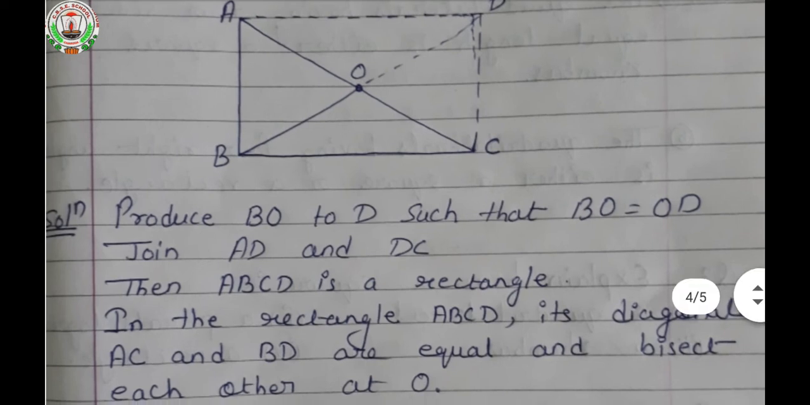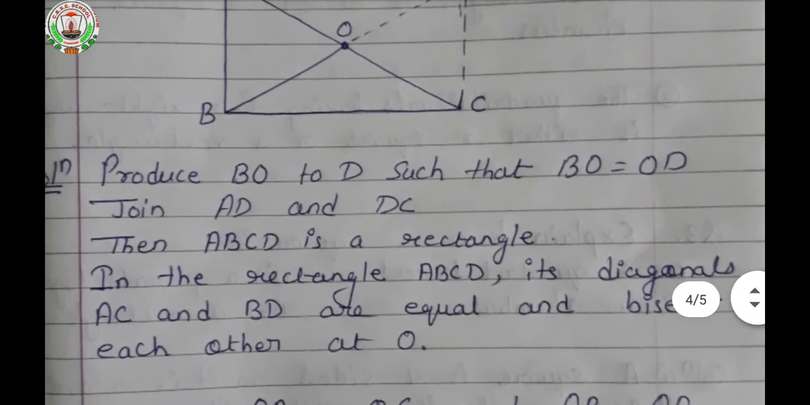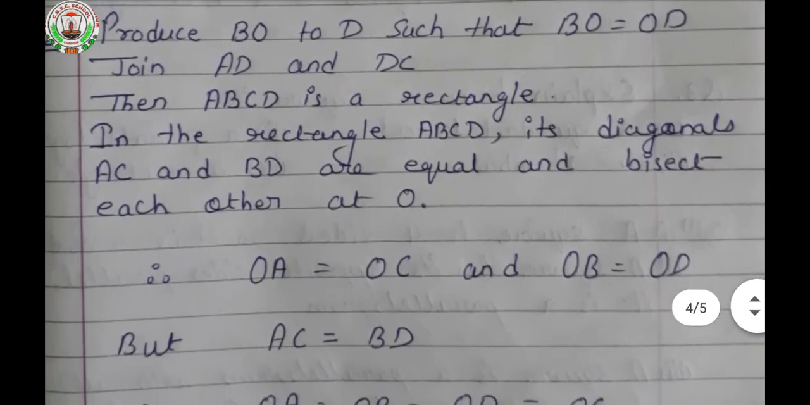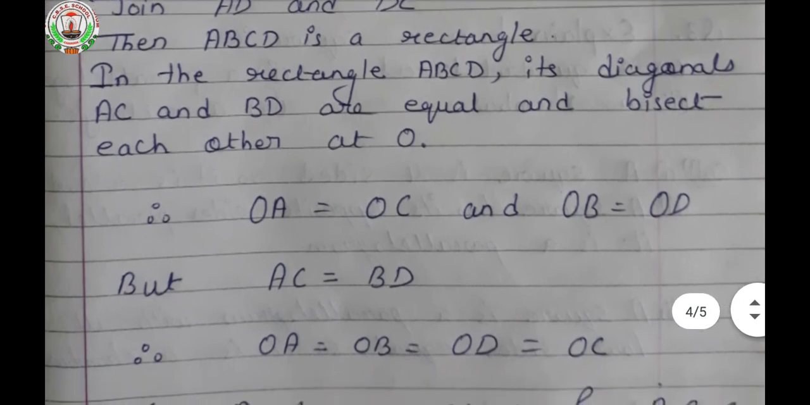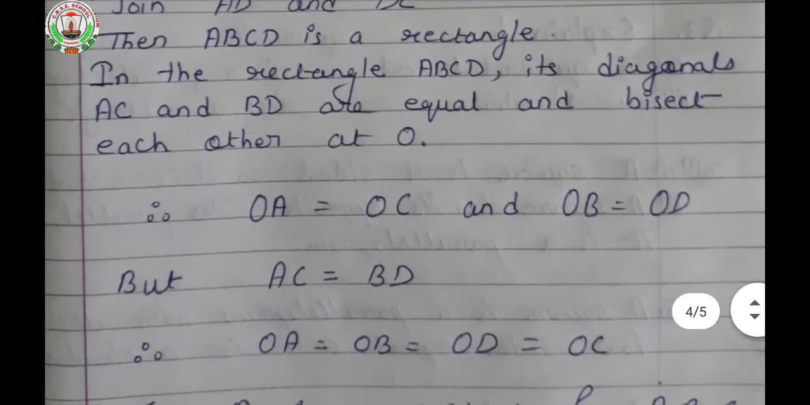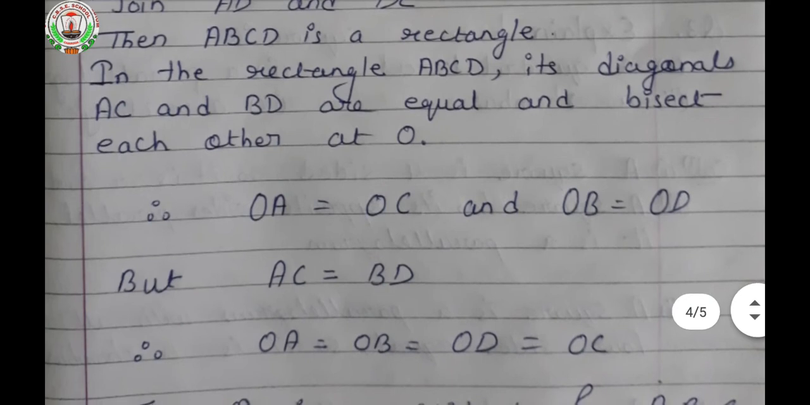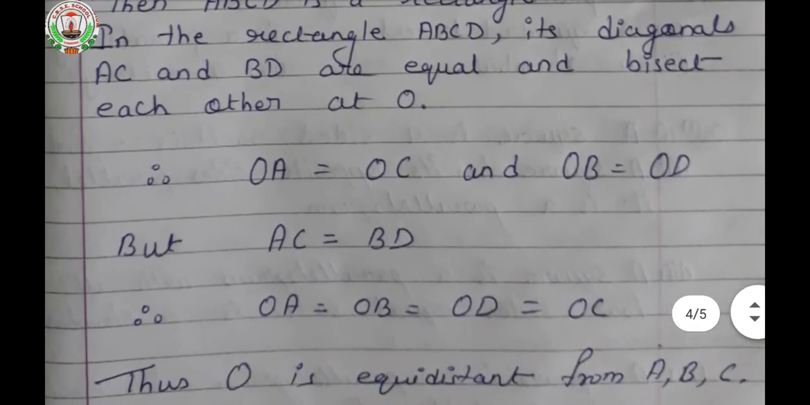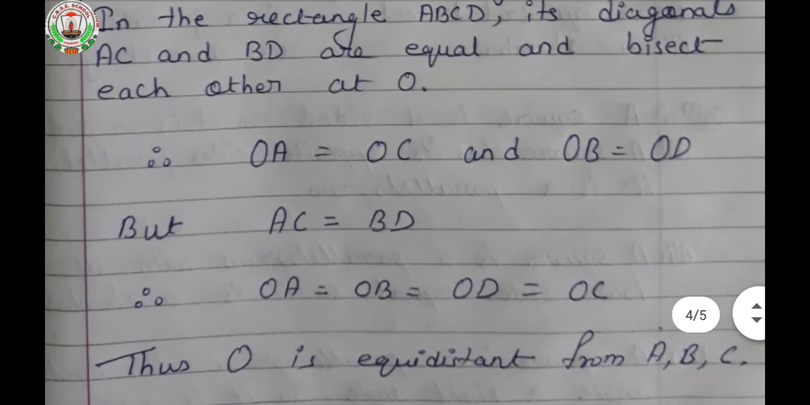Now while joining all the sides, a rectangle is formed, isn't it? Then ABCD is a rectangle. In the rectangle, as we know, the two diagonals AC and BD are of equal measure. That means the lengths of the two diagonals AC and BD are equal, and they also bisect each other at O. Therefore OA equals OC and OB equals OD. But the diagonal lengths are equal, isn't it? AC equals BD.